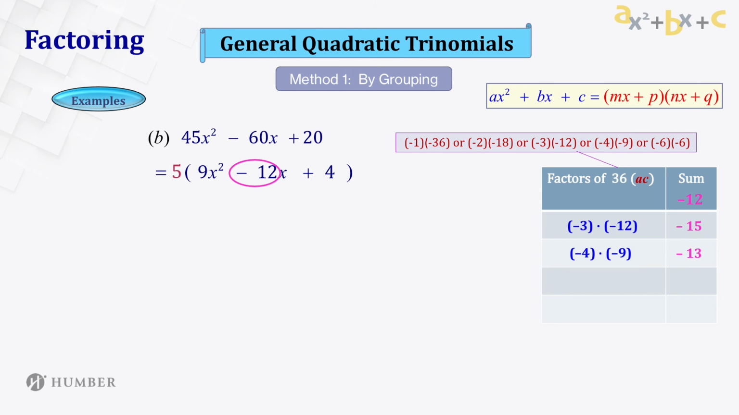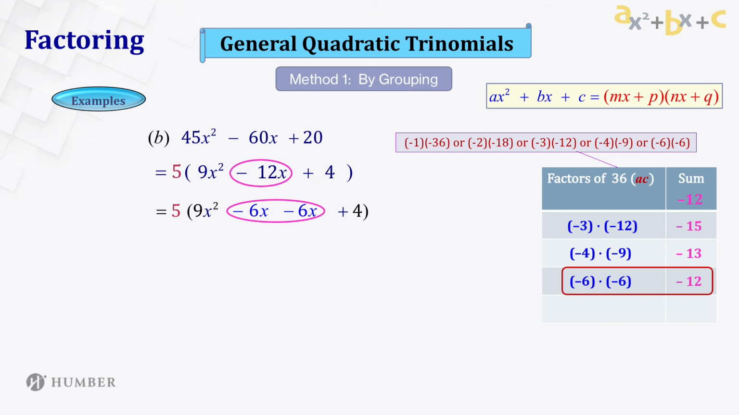How about negative 6 times negative 6? The sum is negative 12. Now we have found the two factors whose product is positive 36 and whose sum is negative 12. Next, we split the middle term negative 12x into two terms using the numbers negative 6 and negative 6. So write negative 6x minus 6x instead of negative 12x.